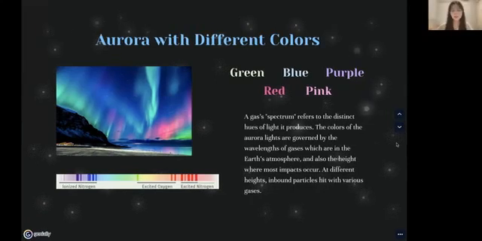So, a gas spectrum refers to the distinct hues of light it produces. The colors of the aurora lights are governed by the wavelengths of gases in the Earth's atmosphere, and also the height where most impacts occur. At different heights, inbound particles hit various gases.